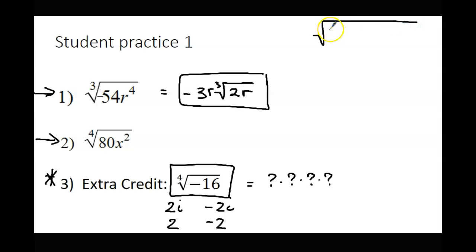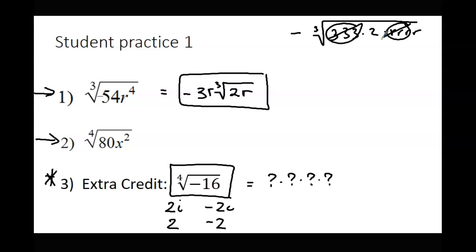When you break down your 54, first of all, you guys remember to take out your negative, right? Since it's a cube. And then when you break this down, you have 3, 3, 3, 2, 4 R's. 3 comes out, and R comes out. So you have a 3 and R on the outside, and you have a 2R on the inside.